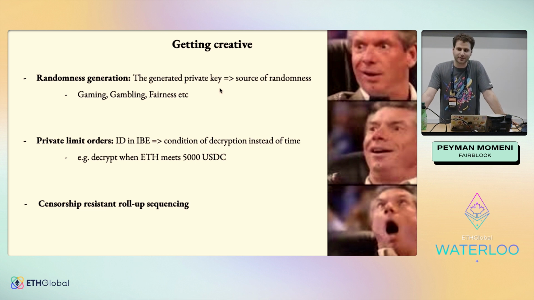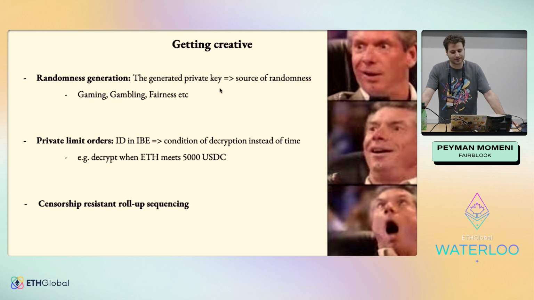It can be used for gaming, and since crypto is a big casino, gambling is a big part of it, and you can use randomness for all of the gaming and other gambling applications, and it's also very important for some kind of fairness applications. There are also some more serious applications like private intents and limit orders. The idea is that you can encrypt your transaction and say that the decryption should only happen when some conditions on the market are going to be met.